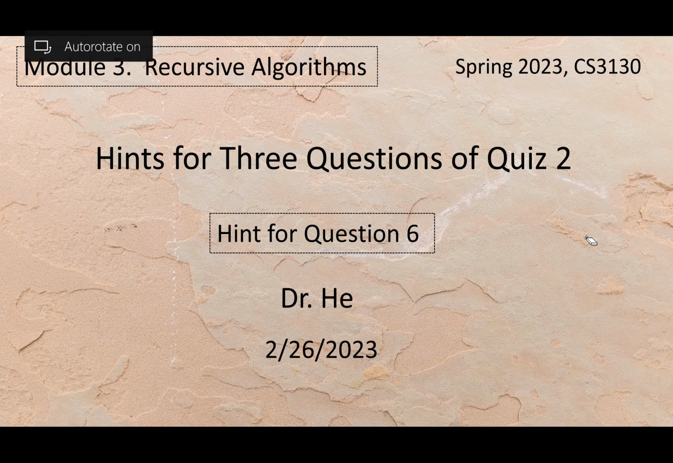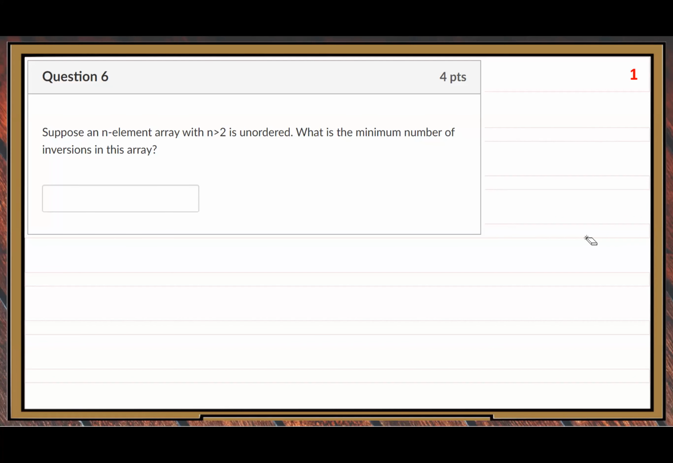All right, so let's look at question number 6. Suppose an n-element array with n greater than 2 is unordered. What is the minimum number of inversions in this array? First, you need to know the inversion meaning. The definition is given in the notes.